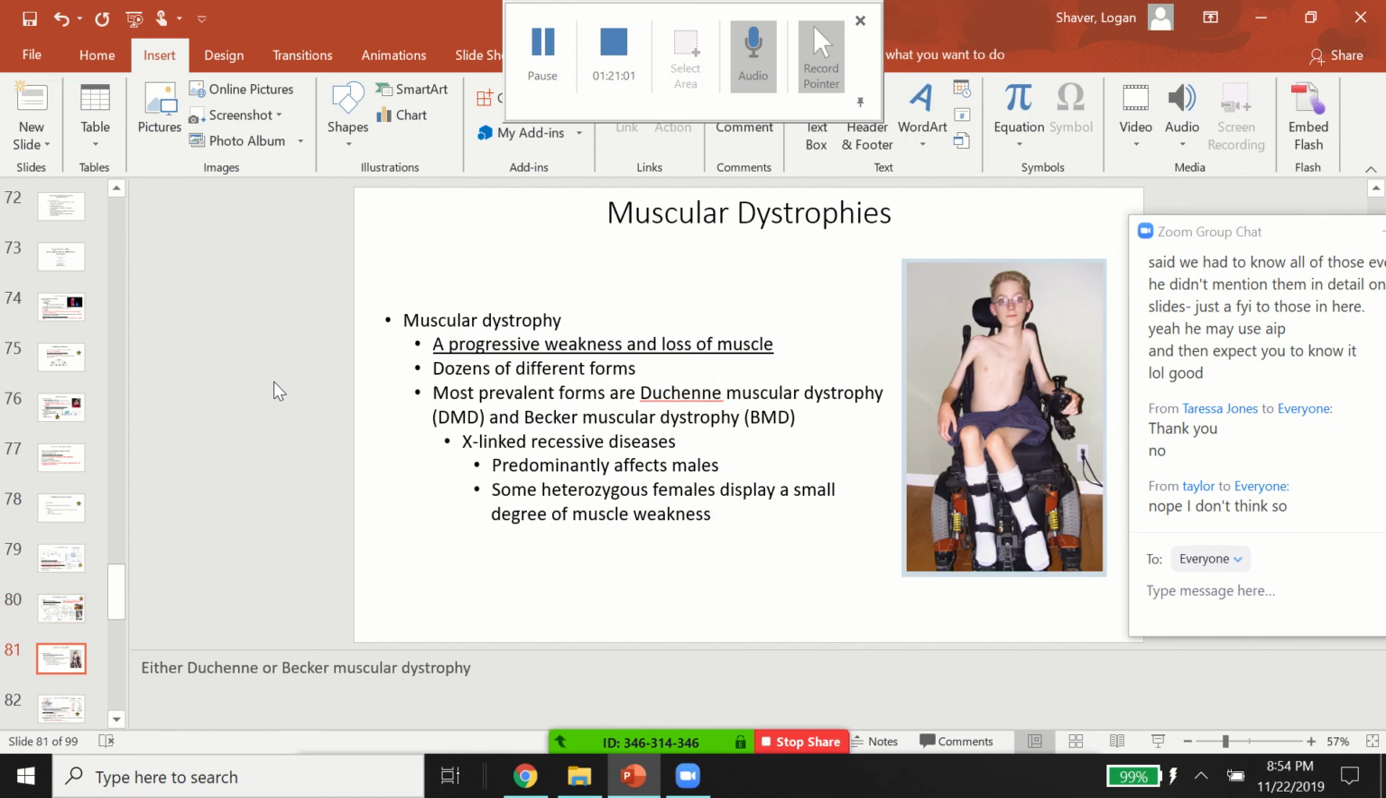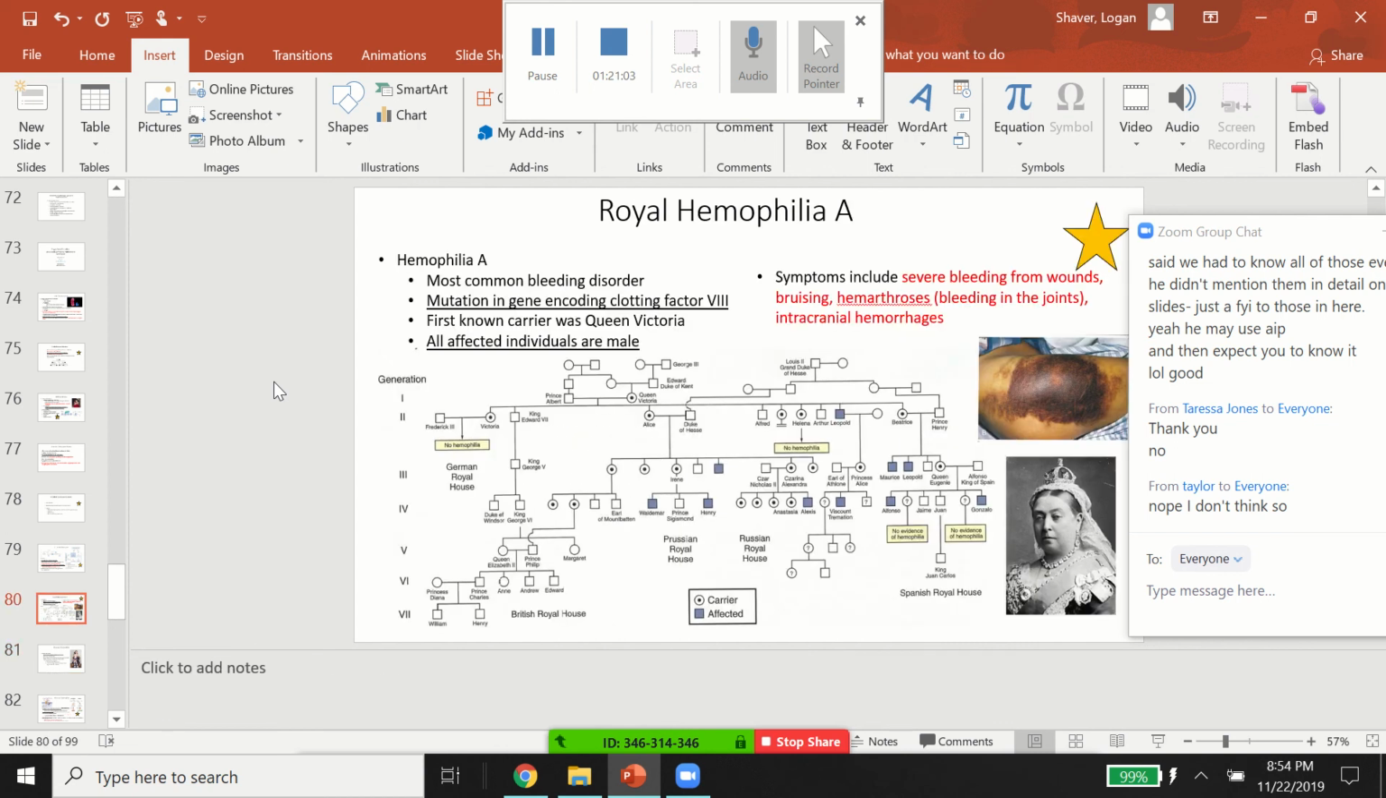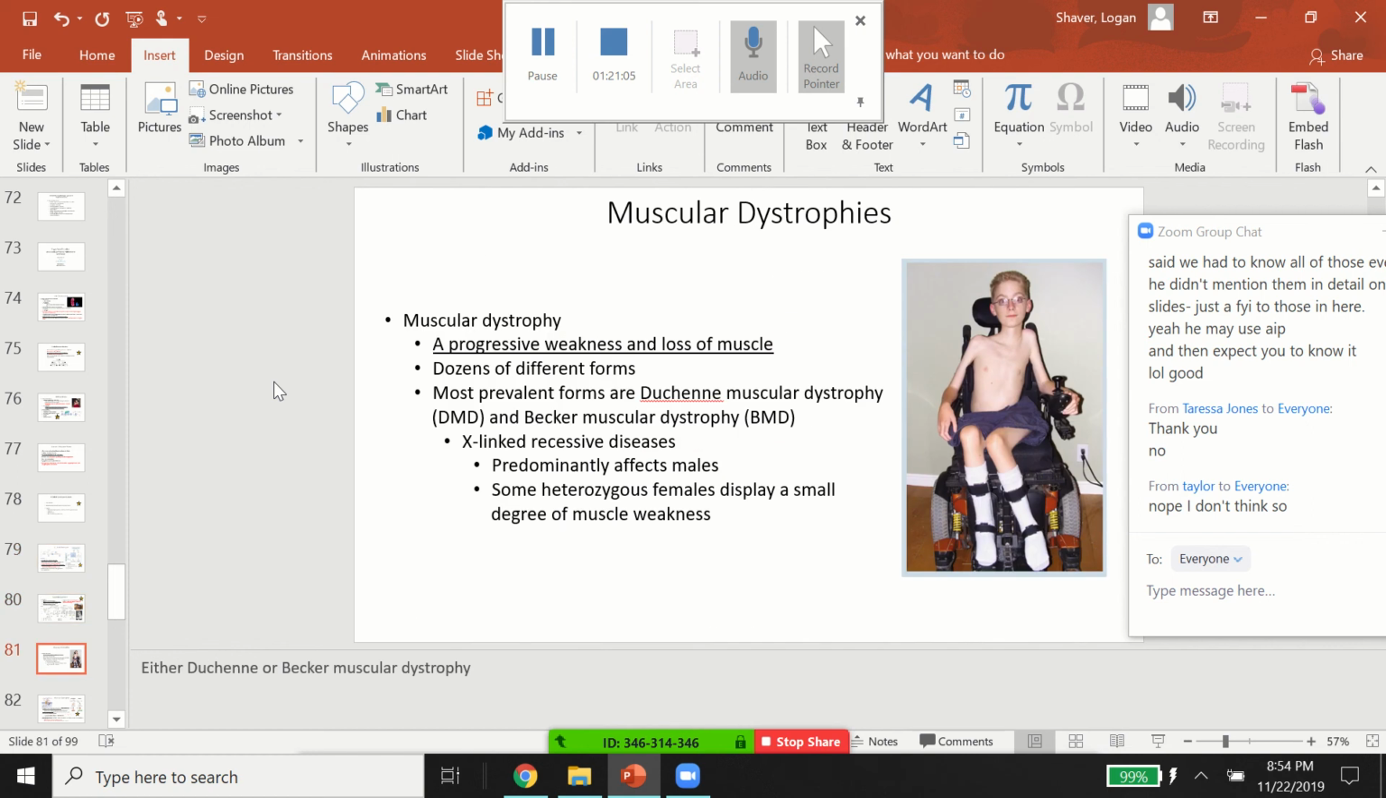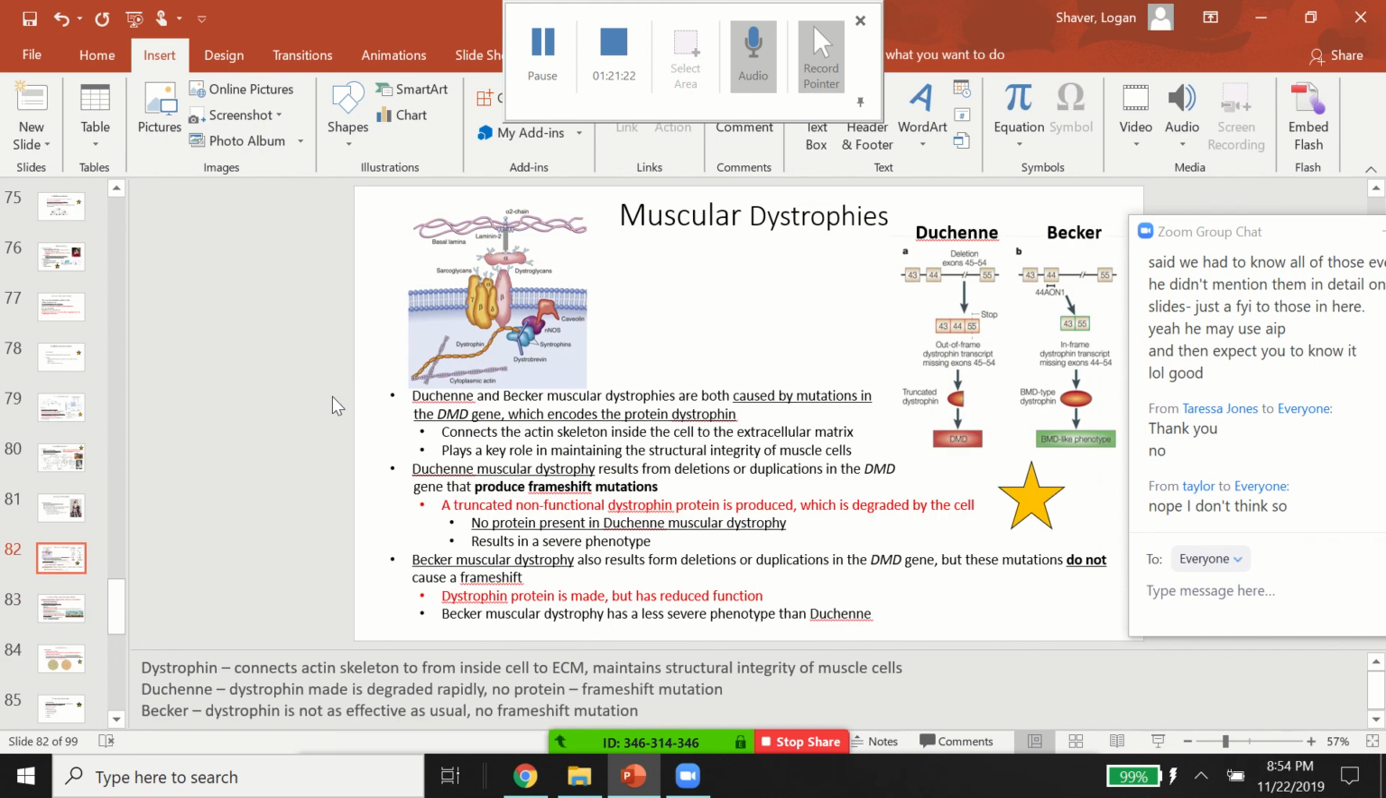Muscular dystrophies. This is also an X-linked recessive disease. There are two different forms: Duchenne muscular dystrophy and Becker muscular dystrophy, so DMD and BMD. The main thing with muscular dystrophy is progressive weakness and loss of muscle. It's X-linked recessive, therefore it predominantly occurs in males. I would know the differences between Duchenne and Becker.